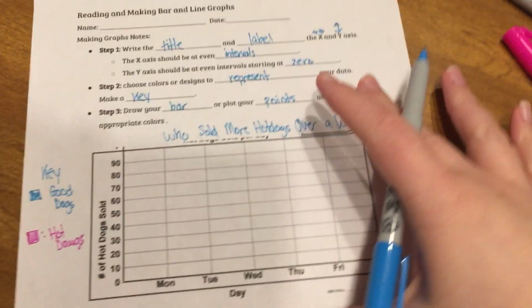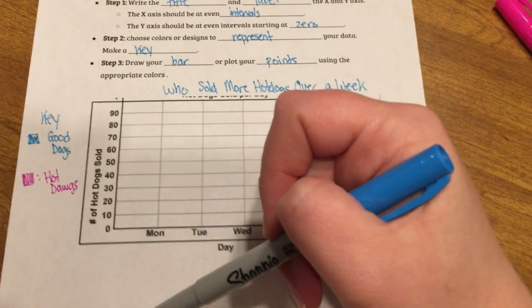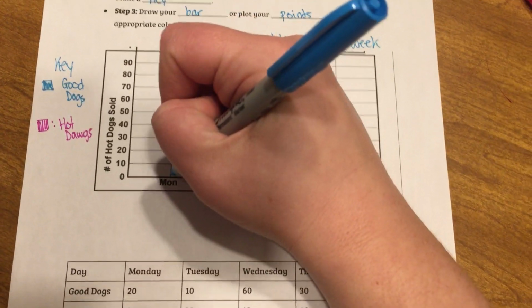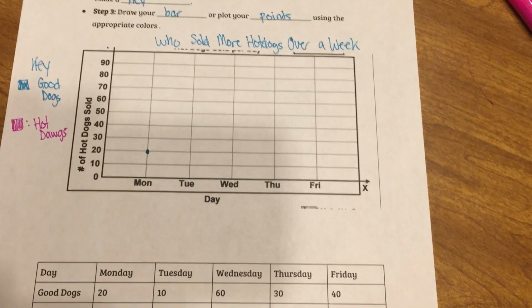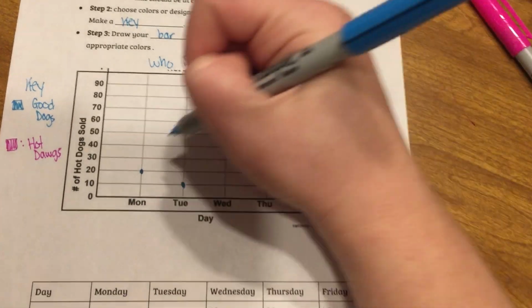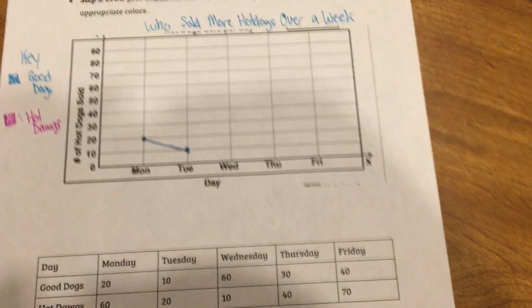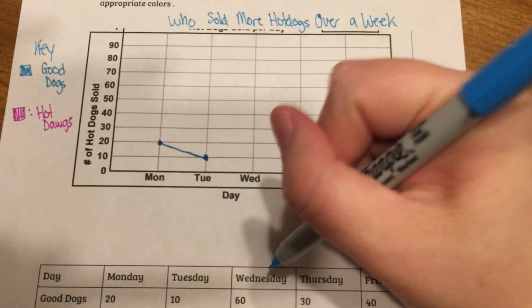Okay, now it's as easy as plotting my points. For Good Dogs, we're going to start with him, so we're going to stick with the blue all the way through. On Monday, he sold 20, so I'm going to go all the way up to where Monday and 20 meet, plot a point. Tuesday, he sold 10. I'm going to go where Tuesday and 10 meet, plot a point. I'm going to connect those points, and if I were a good student, I'd be using a straight edge or the side of my paper, but I'm not being a good student. I'm just freehanding for the sake of time.